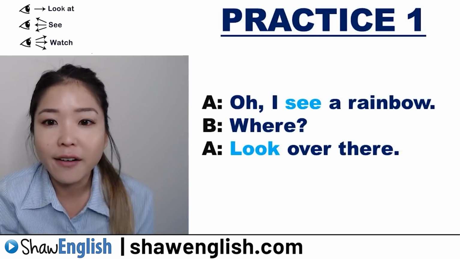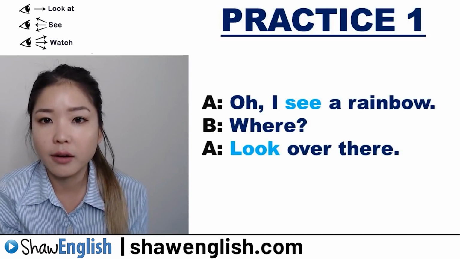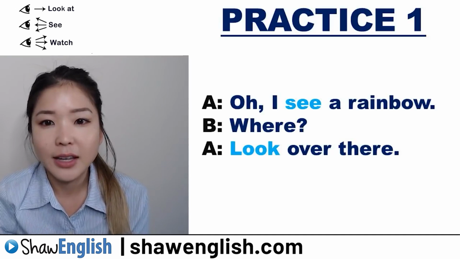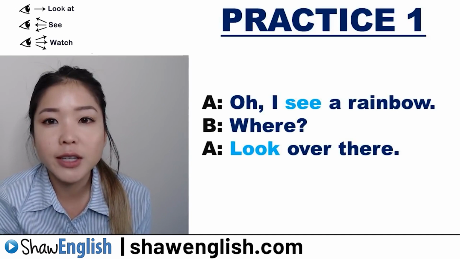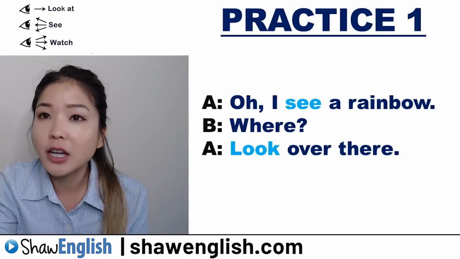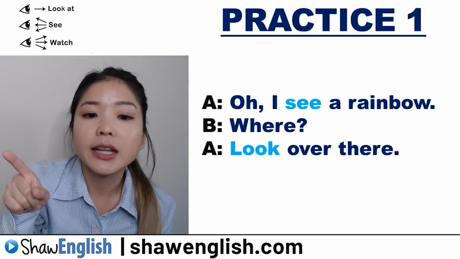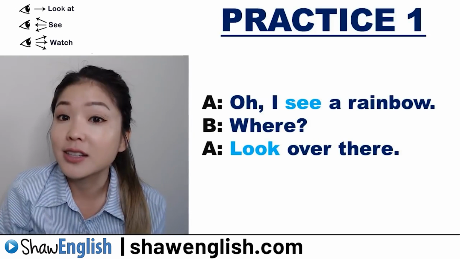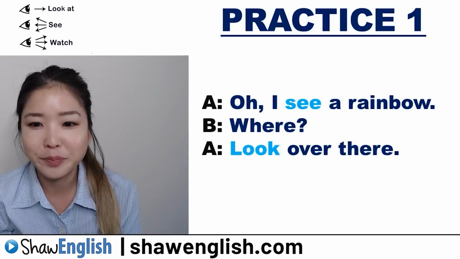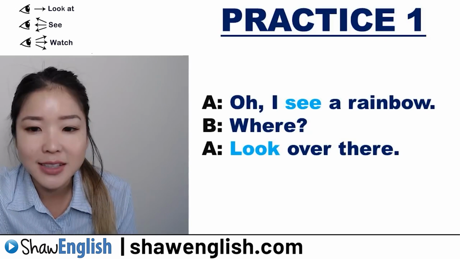B says, where, right? And A says, look over there. Why did A use look? In this case, A used look because A is directing B's eyes to pay attention to the rainbow over there. So again, A might point and say, look over there to see the rainbow, to use your eyes and perceive the rainbow. Okay, let's go ahead to another practice.